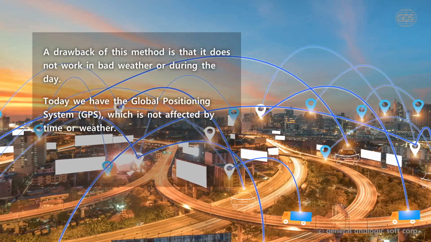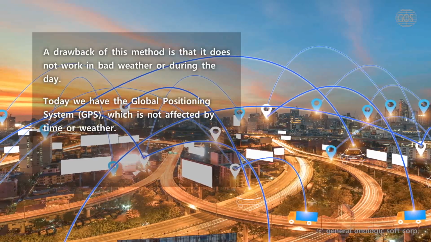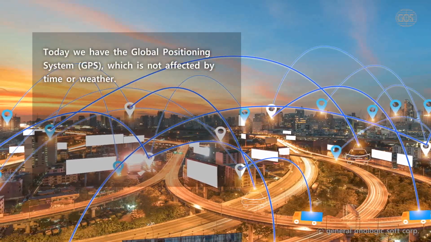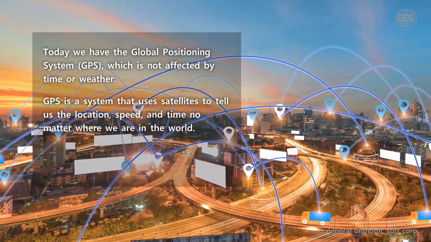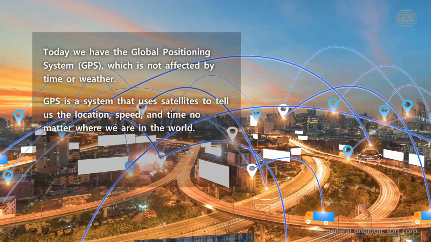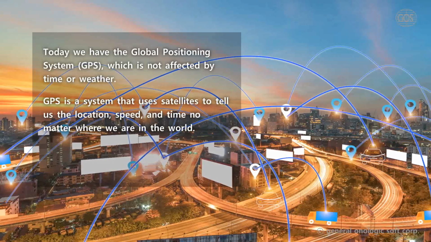Today we have the global positioning system, which is not affected by time or weather. GPS is a system that uses satellites to tell us the location, speed, and time no matter where we are in the world.